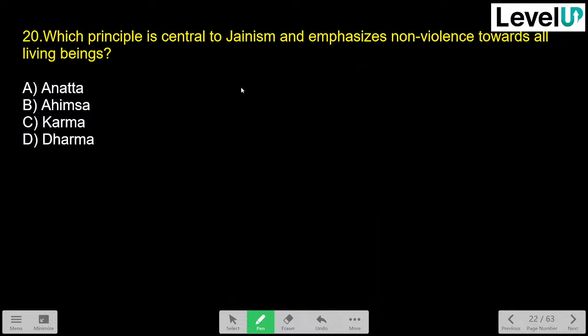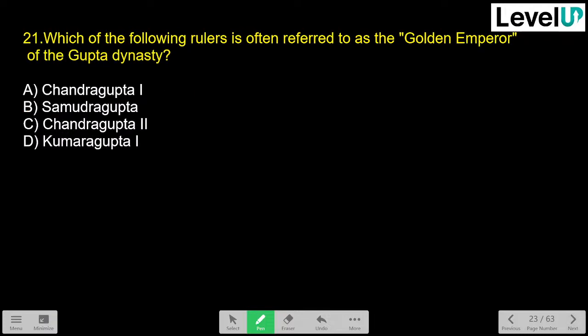Which principle is central to Jainism and emphasizes non-violence towards all living beings? It must be ahimsa, right? Ahimsa itself means non-violence. Ahimsa is basically the Hindi word for non-violence. Once you know that, it is very easy. So the answer will be ahimsa.